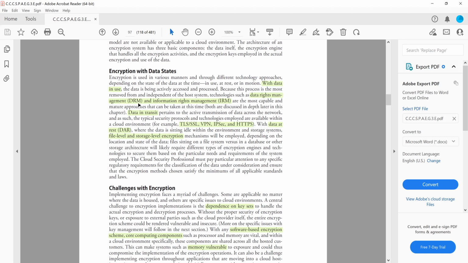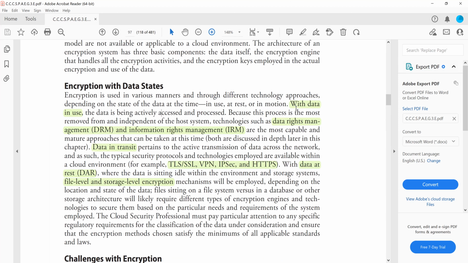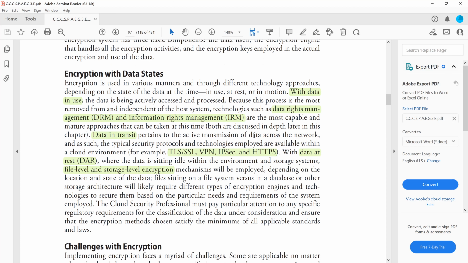Did I share my screen? Can you see the screen? Yes. Okay. As you can see here, data in use, it is IRM, DRM, as we mentioned. That's fine. Data in transit, TLS, VPN, IPsec, HTTPS. Then it is exactly the same.